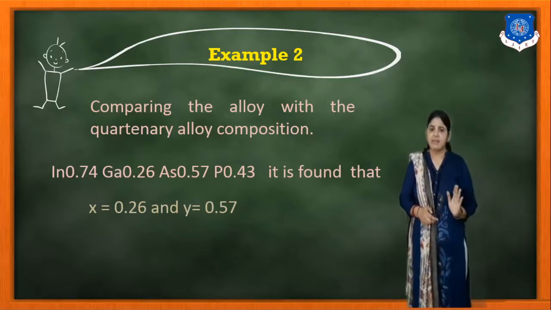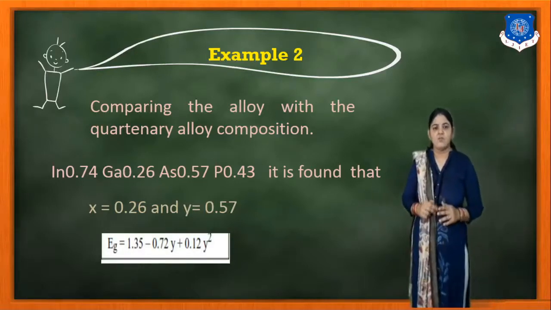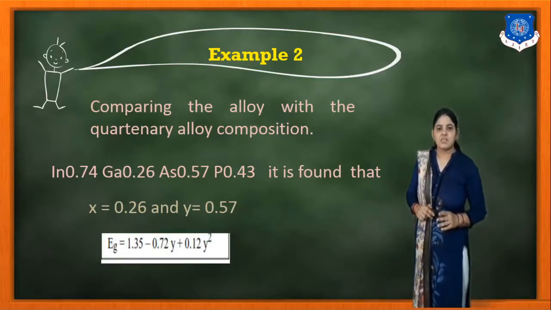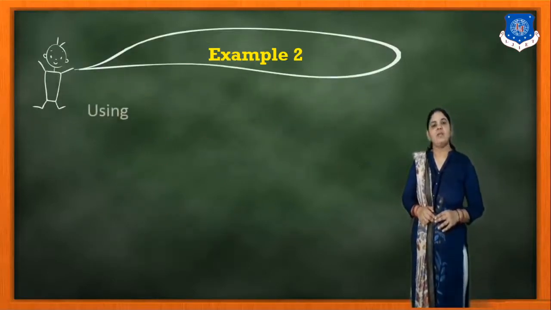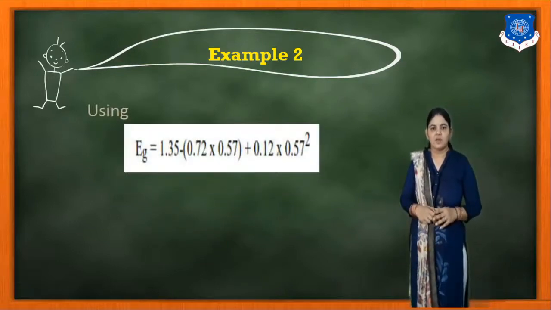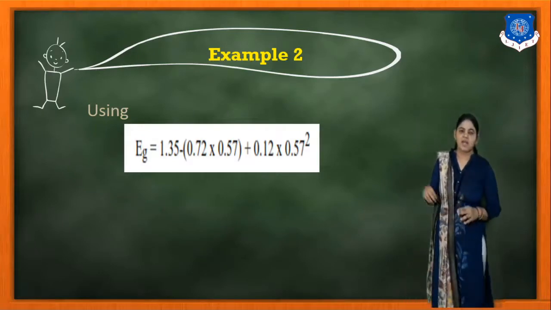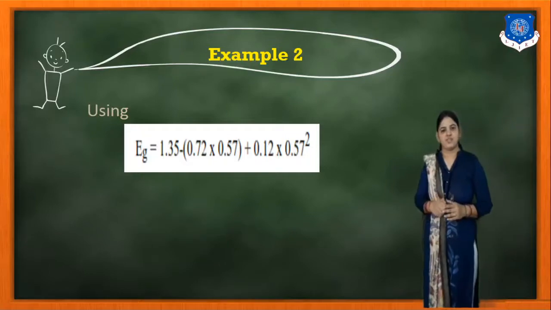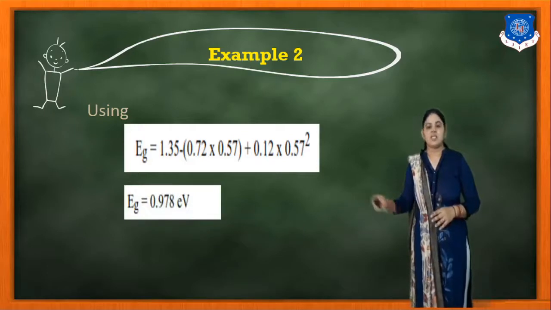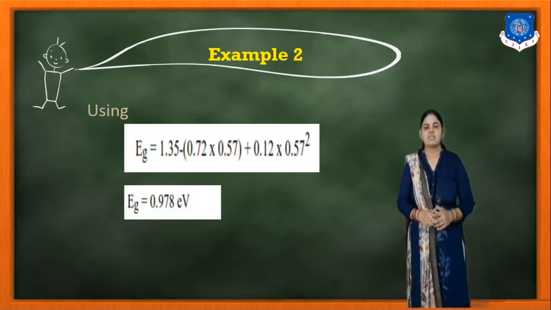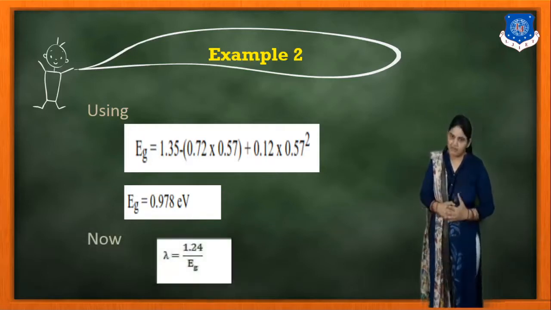Now the ready-made equation that is available with us is Eg = 1.35 − 0.72y + 0.12y². Using this relationship, Eg = 1.35 − (0.72 × 0.57) + (0.12 × 0.57²). So Eg is equal to 0.978 eV. This is the band gap energy.